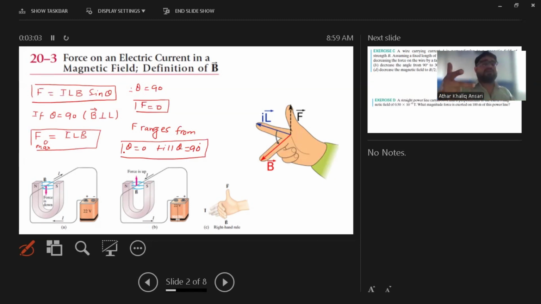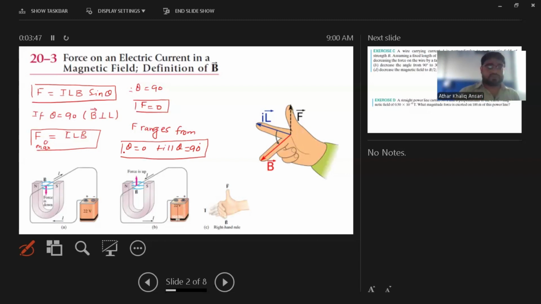As you can see in the diagram, FBI is the rule that will tell us the direction of the force. Now come to the figure. If you look at the first figure A at the bottom, the current is moving away from me and the magnetic field is from north to south. So what would be the force? This is the magnetic field, this is the current, and the force is downward. But when you have current toward me like this, and the magnetic field is from north to south, the force is upward.